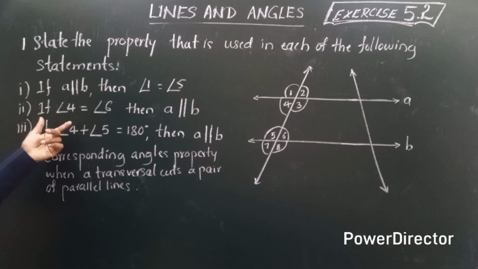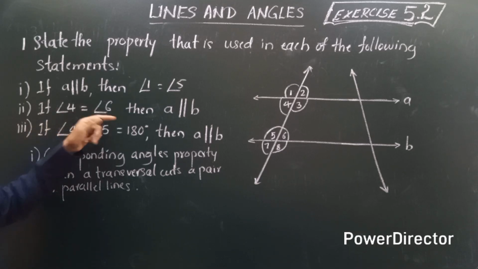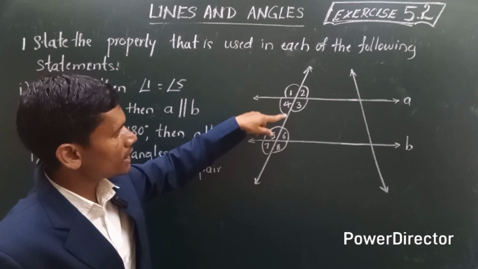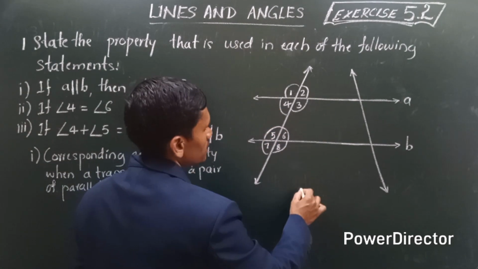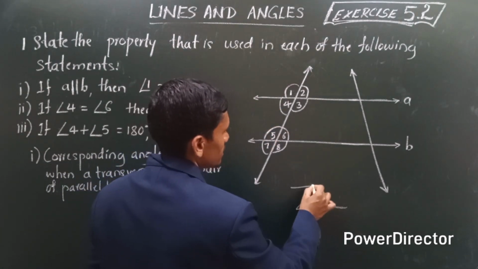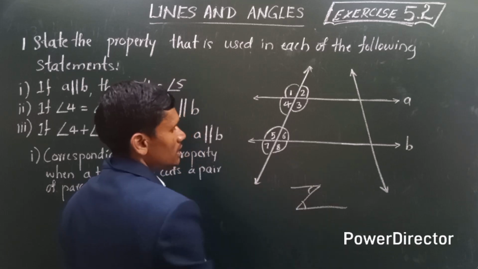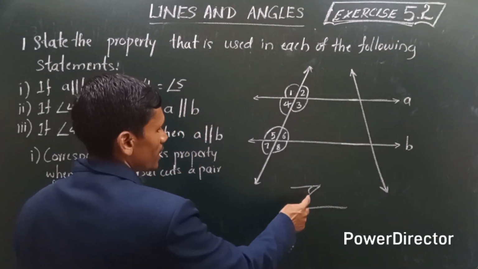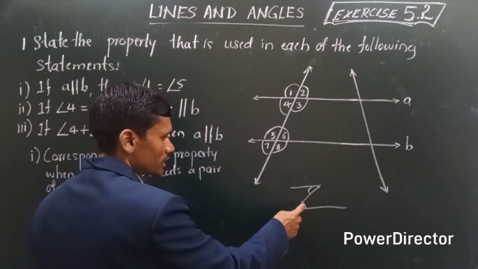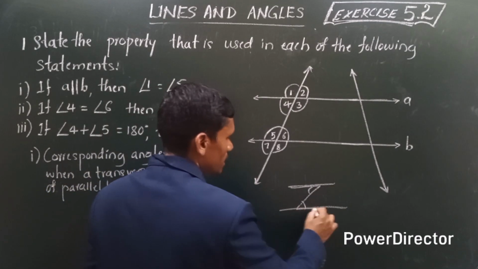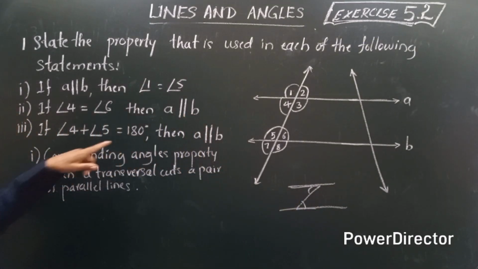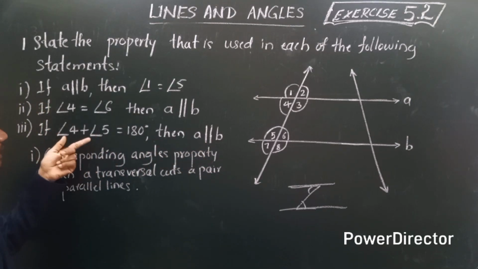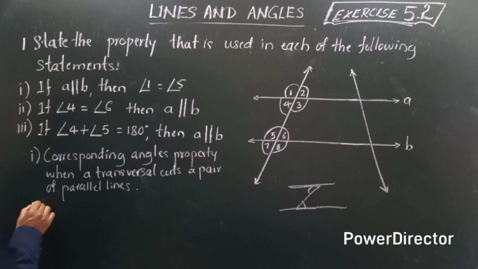Next one is what? If angle 4 is equal to angle 6, then A is parallel to B. Angle 4 and 6, you look at the angles which are there. They are in opposite directions, right? If you take this as that, these angles are alternate interior angles, right? If these angles are equal in measure, then these lines are parallel. That is what the statement says, right? Then A must be parallel to B because alternate interior angles are equal. So what to write for that?